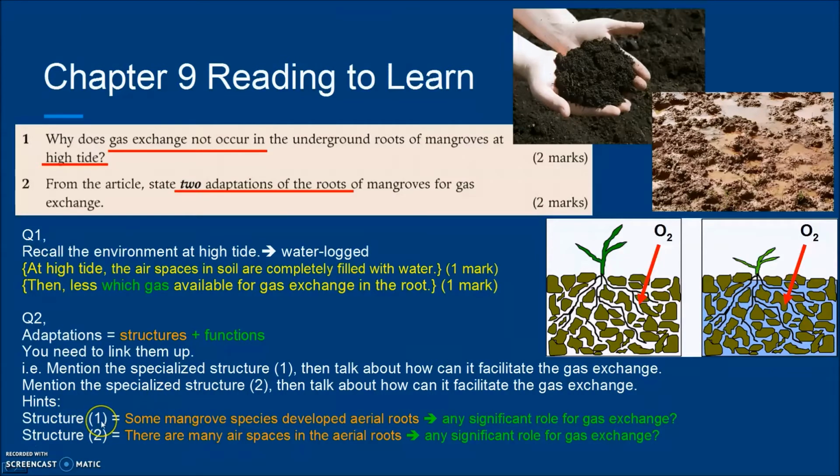I give you the 2 structures. The first specialized structure is that some mangrove species develop aerial roots. Don't just write down this sentence. I want you to tell me any significant, important role of this structure in helping the gaseous exchange of the plant. For the second one, there are many air spaces in the aerial root. How can the air spaces help in gaseous exchange? You need to tell me.